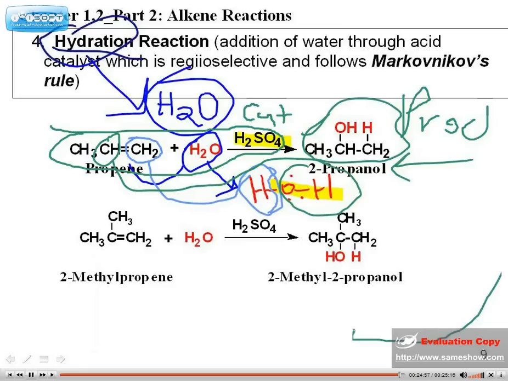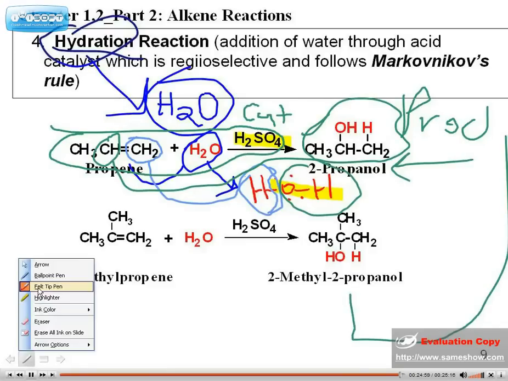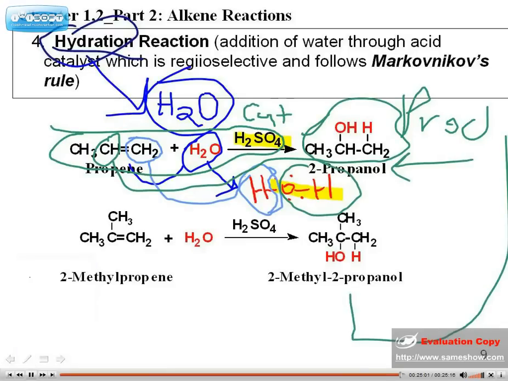Down here is another example. Again, the rich get richer. I'm just going to use any pen at this point. This carbon picks up the hydrogen, and then this carbon over here, the poorest of the poor, picks up the hydroxide. Hence, you draw this structure right here.